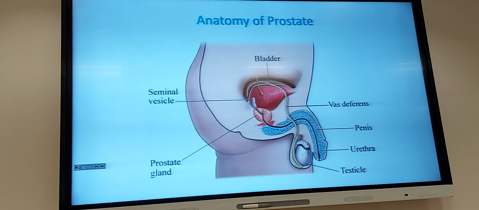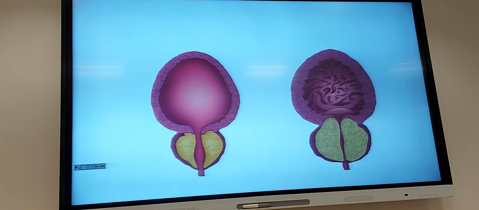So starting with the anatomy of prostate, do you know where the prostate is located? Under the bladder. Yeah, so it's inferior to the bladder and it surrounds the urethra. And that part of the urethra we call the prostatic urethra.